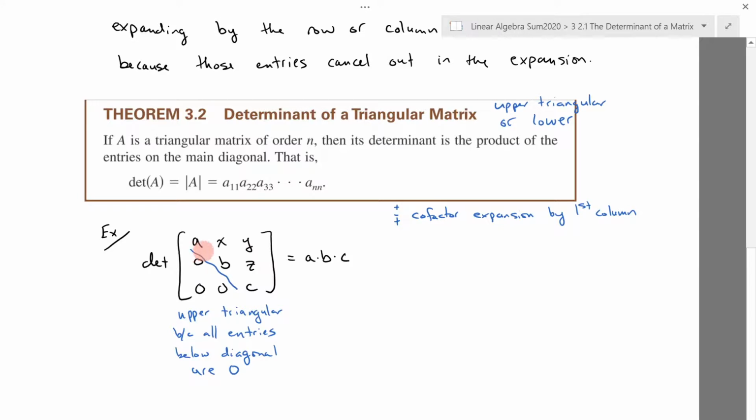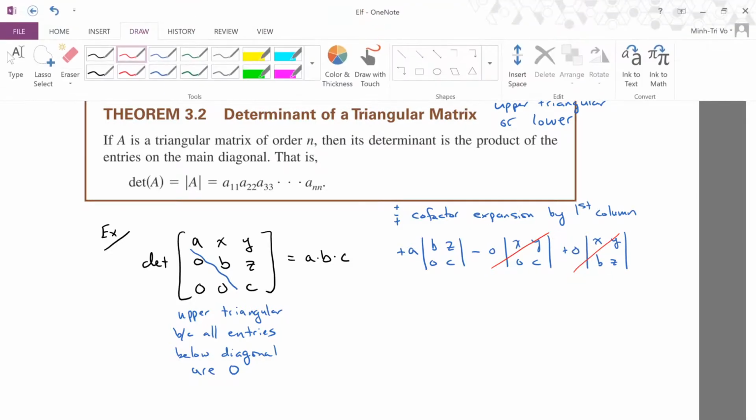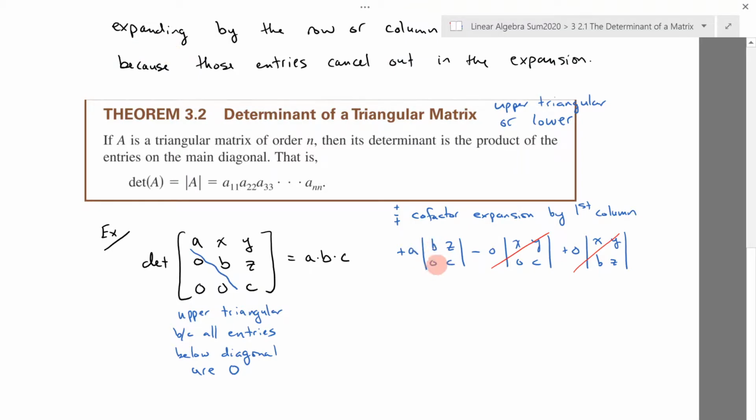So let's write it out. The first entry is A, so it's plus A times the submatrix. If I cross out the first row and first column, these 4 entries are left over: B, Z, 0, C. And then minus, then we have a 0 here, and the submatrix, crossing this out, is these 4 entries: x, y, 0, c. Then plus this entry, which is a 0, and the submatrix, crossing this and this out, leaves these 4: x, y, b, z. Again, this is 0, so this goes away. This is 0, so this whole thing goes away. Now you're just left with A times this determinant, but there's a 0 here, so this is just B times C.